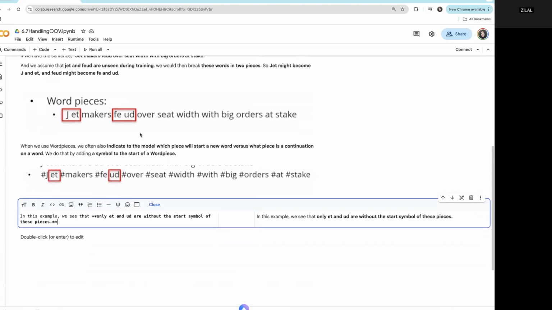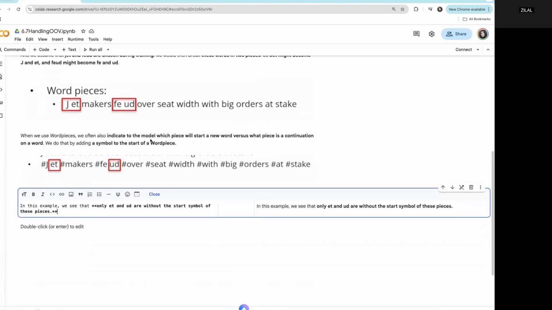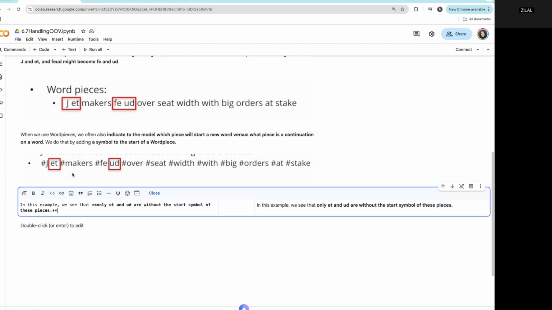When we use Wordpieces, we often also indicate to the model which piece will start a new word versus what piece is a continuation of a word. We do that by adding a symbol to the start of a word piece. In this example, we see that only j and fe are without the start symbol of these pieces.